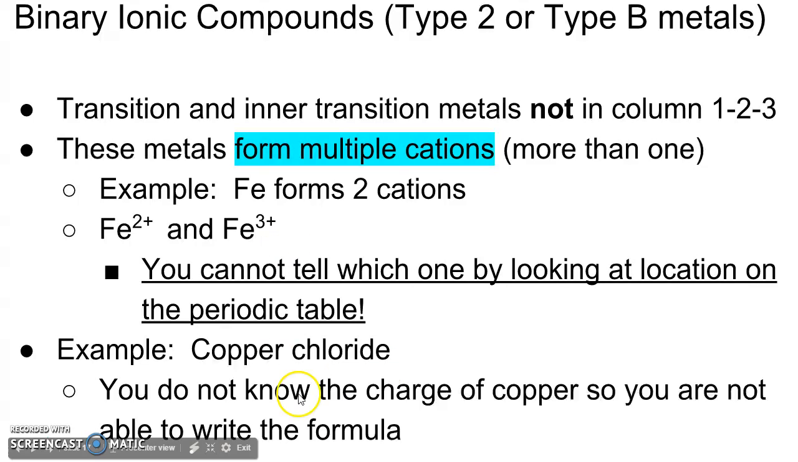For example, I give you copper chloride. If I said write the formula for copper chloride, you're like, well, that's great. I know chlorine has a 1- charge, but copper's not in column 1, 2, or 3. So you don't know the charge of it. So this naming system we have doesn't help us very much. It doesn't tell me what the charge of copper is, so I can't write my formula if I don't know the charges.